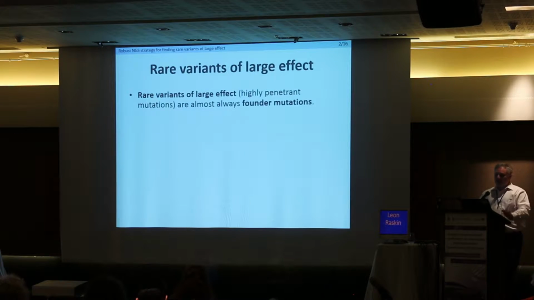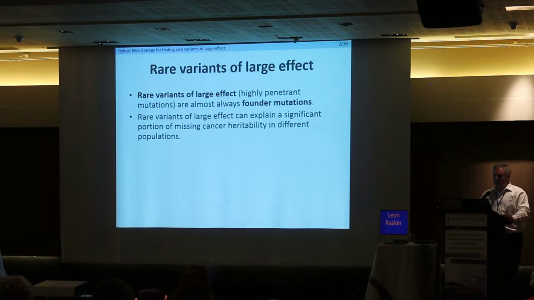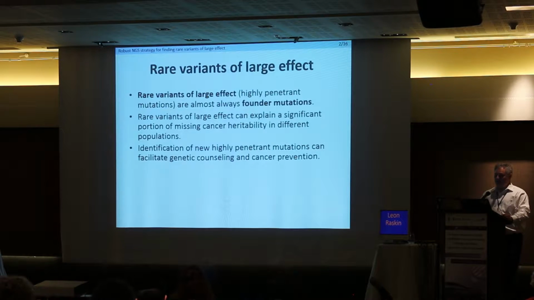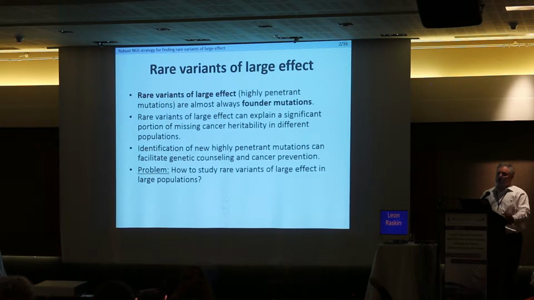So rare variants of large effect are almost always founder mutations, and it's probably better to say that founder mutations are always rare variants of large effect. So when we look for rare variants of large effect that can explain a significant portion of missing cancer heritability in different populations, which is very important, we can identify these mutations and facilitate genetic counseling or cancer prevention. But the problem is, how do we study rare variants of large effect in very large populations?